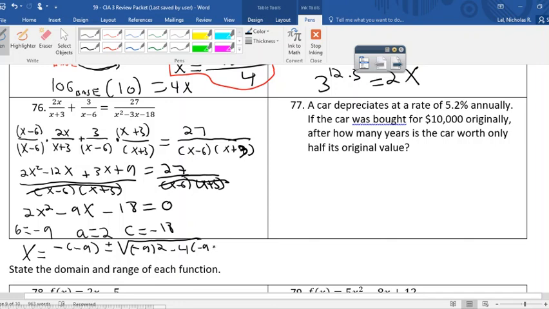Yes, David? How did you get negative 18? That's my c term. Every quadratic has an a term, 2, a b term, negative 9, and a c term, negative 18. Minus 4 times 2 times negative 18, all over 2 times 2.